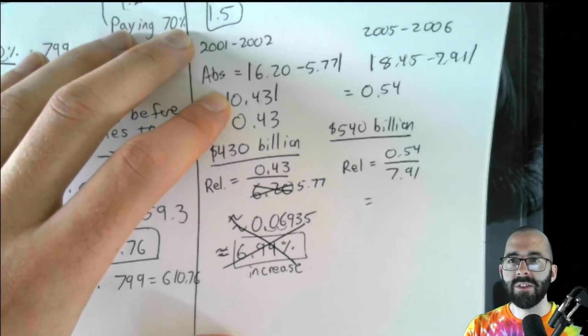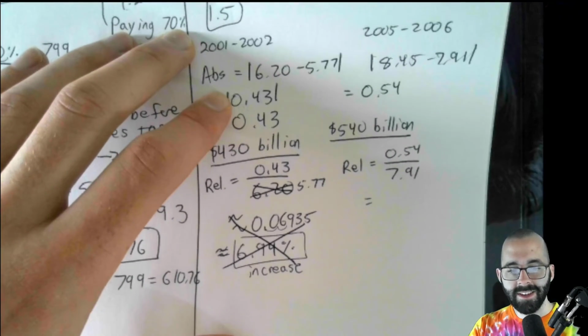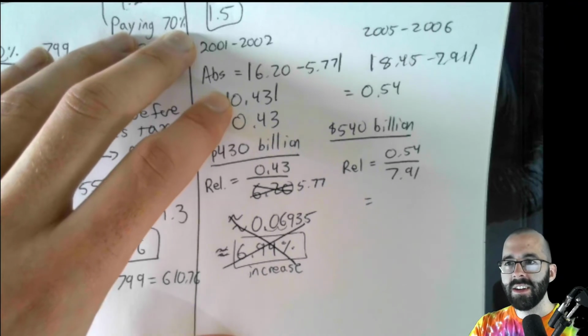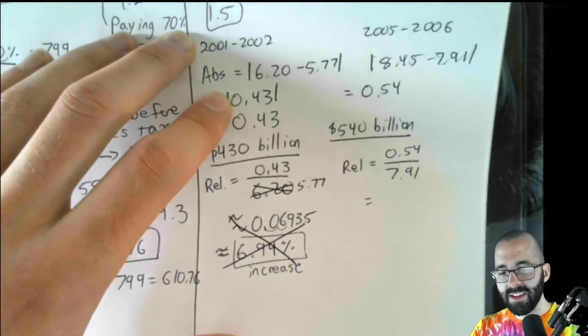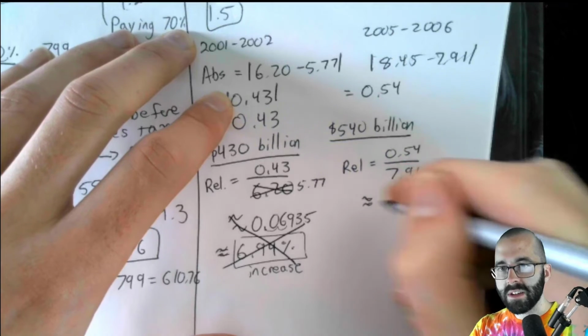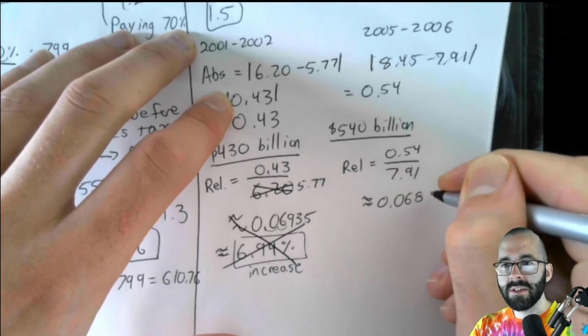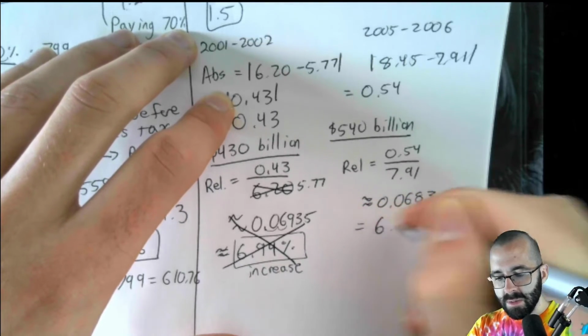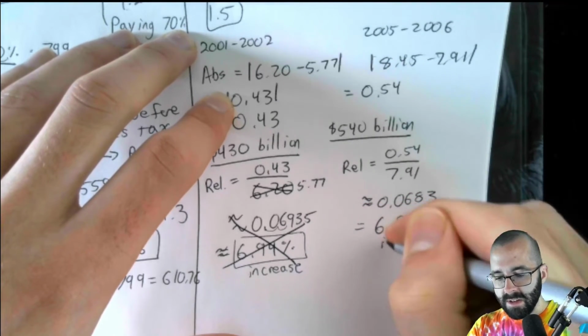But we can do the same thing over here. Hopefully you caught it, and hopefully you were screaming at the video. This one over here is approximately 0.0682. Nope, round it to 3, which is 6.83% increase.